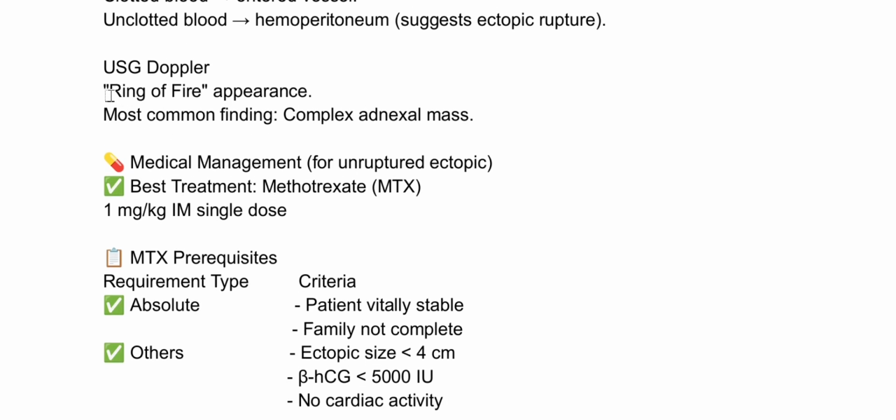Now in USG Doppler, we will see ring of fire appearance. And the most common finding is adnexal mass. It was also the most important sign.